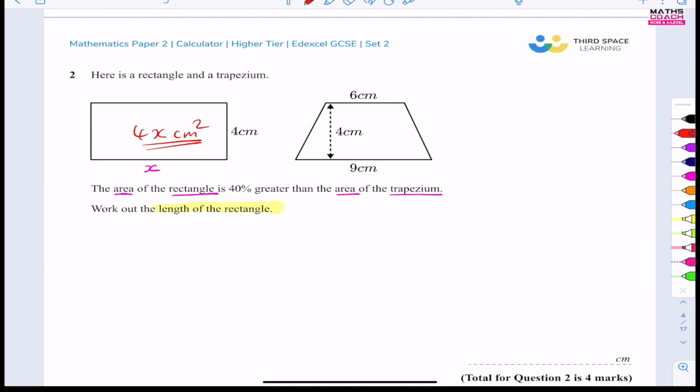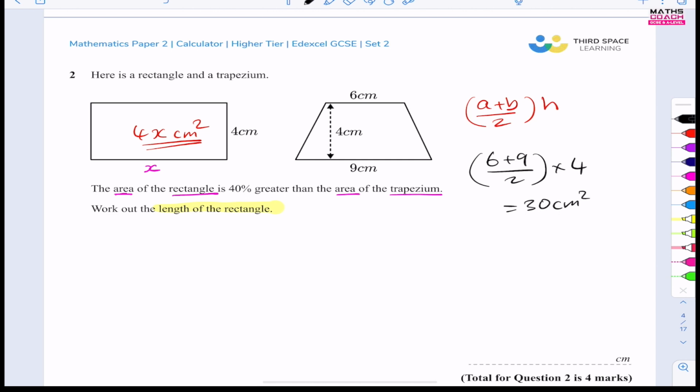That's the area of our rectangle. How do we find the area of our trapezium? Well, the area of the trapezium is (a plus b), which are the two parallel sides, divided by 2, times the height. So we can say that's a and b, the two parallel sides, and h is 4 centimeters, the height. So let's put that in. That's going to be (6 plus 9) divided by 2 times 4. You can work this out on your calculator, and that gives 30 centimeters squared. So that is the area of our trapezium.